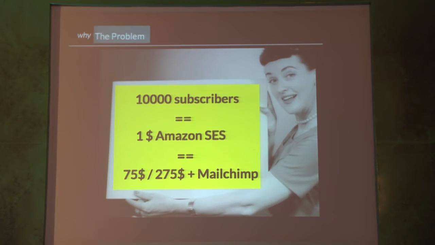The third piece is from a cost perspective. So for sending to, say, 10,000 subscribers, a service like Amazon SES costs you $1, whereas a service like MailChimp will cost anywhere between $75 to $275 based on the level of analytics which you want.